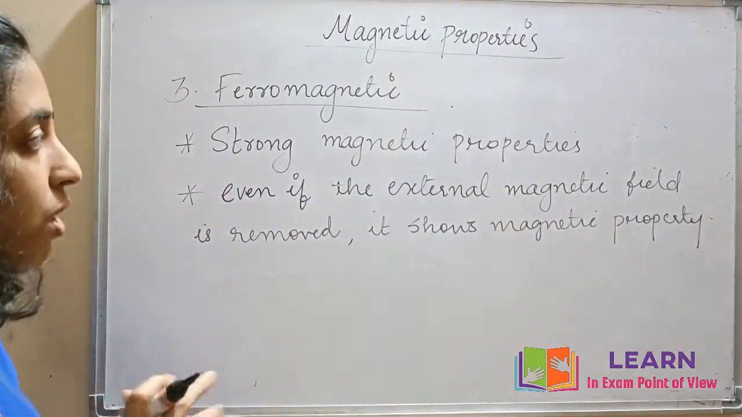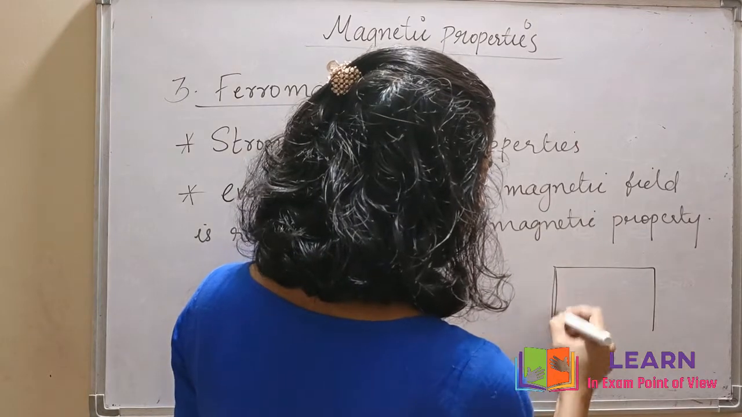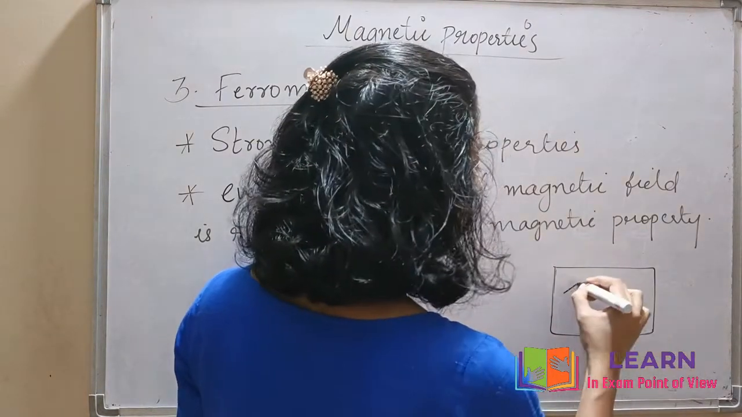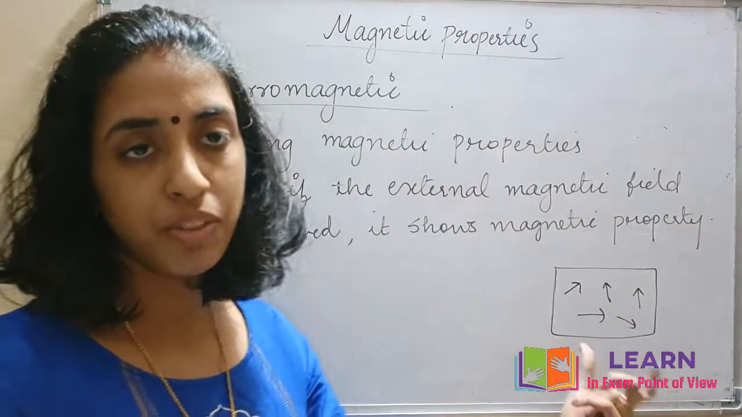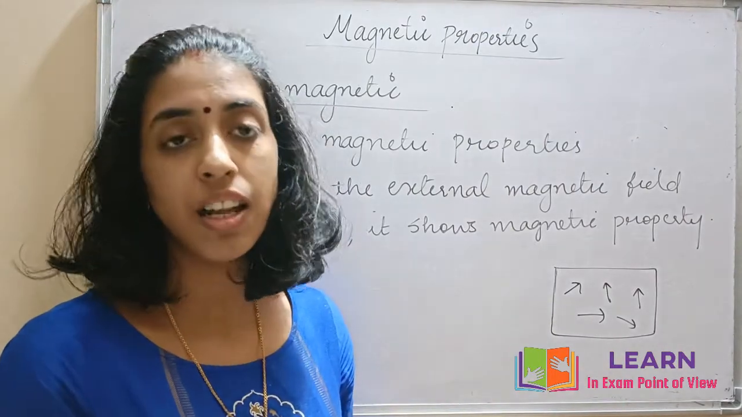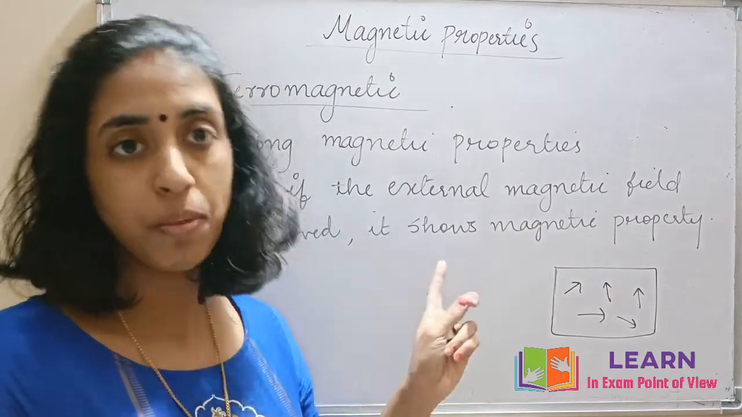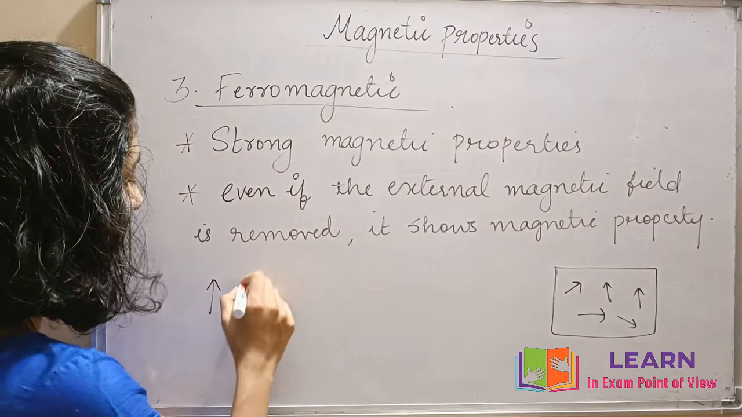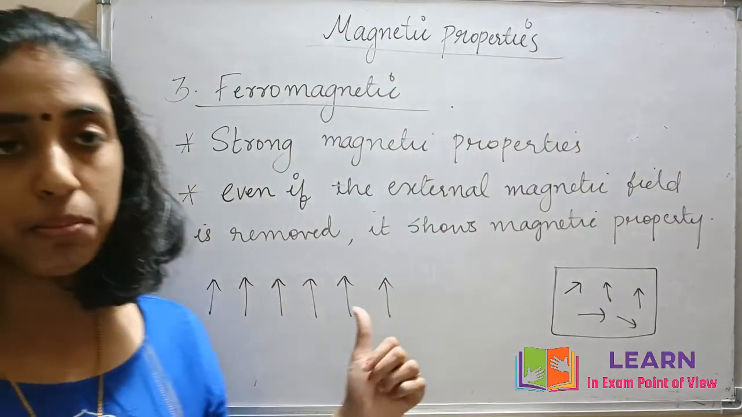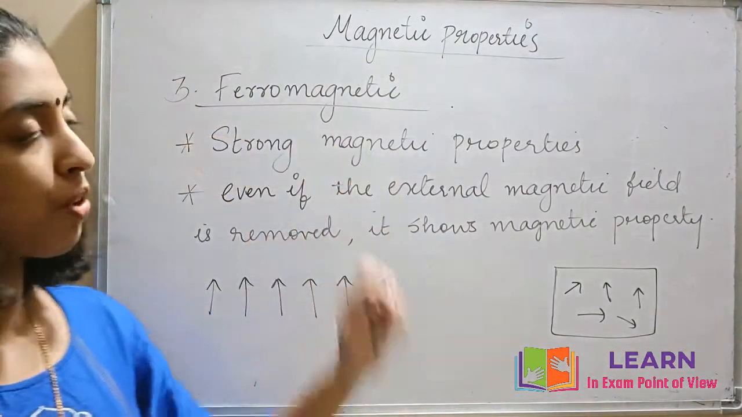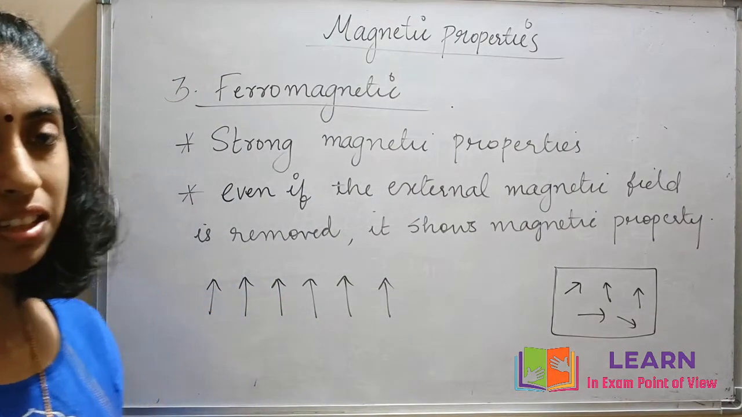Then one more thing you have to remember. The collection of magnetic moments is known as a domain. A domain will have many magnetic moments aligned in different directions. When we put this domain in an external magnetic field, it will be aligned in a particular manner. If the substance is ferromagnetic, all of them will be arranged in the same manner. That is one more point you have to remember under ferromagnetic substances. Clear?